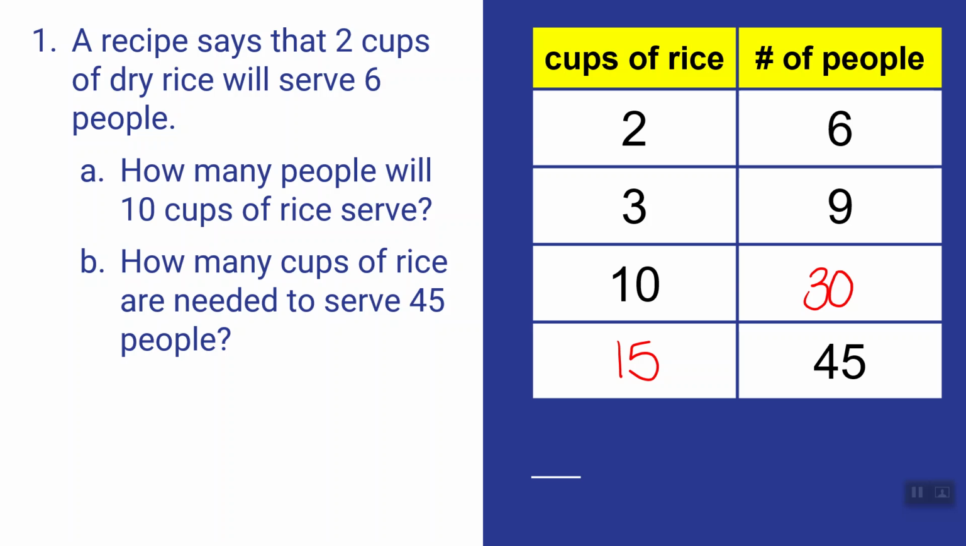So you can see here, how do we get from the left side of the table to the right side of the table? We are multiplying by 3. So there's that relationship from cups of rice to number of people. You can also see relationships vertically down the table. For example, 3 times 5 is 15. So that also holds true that 9 times 5 is 45.